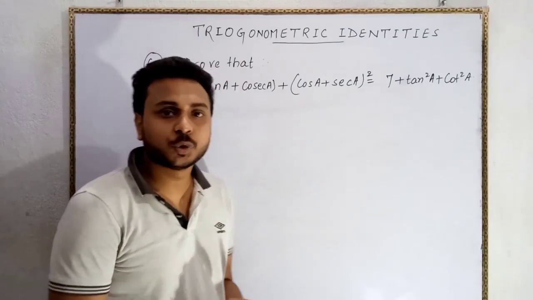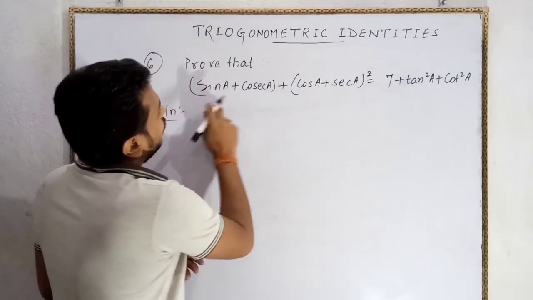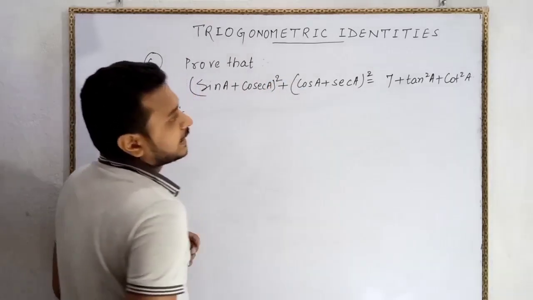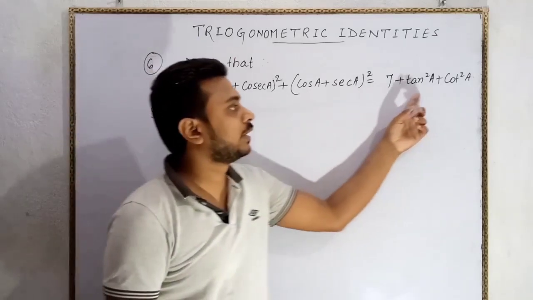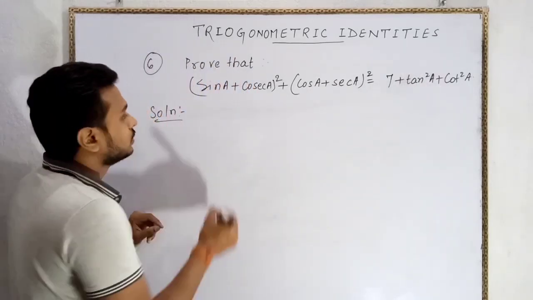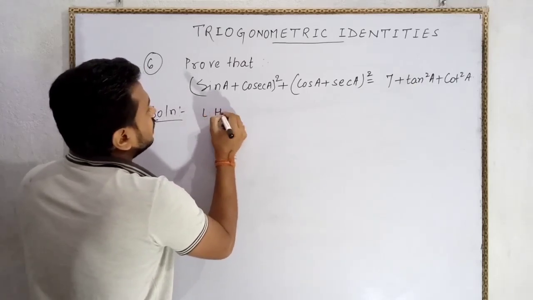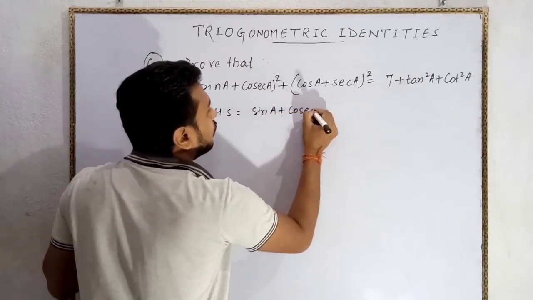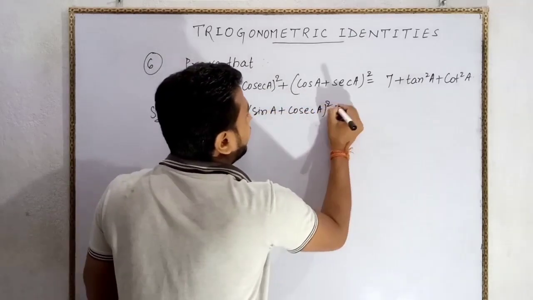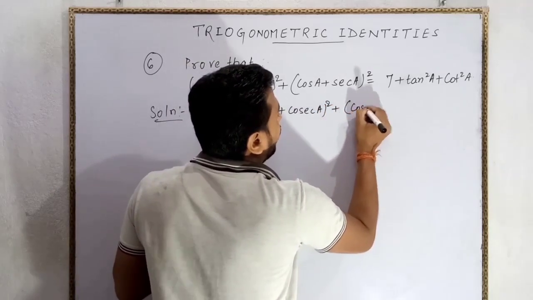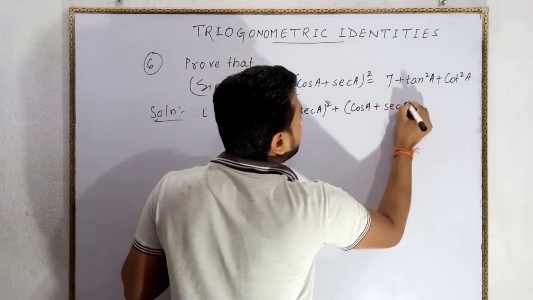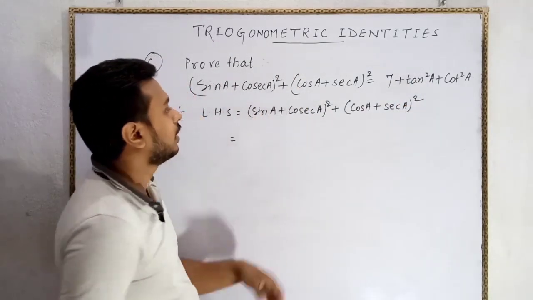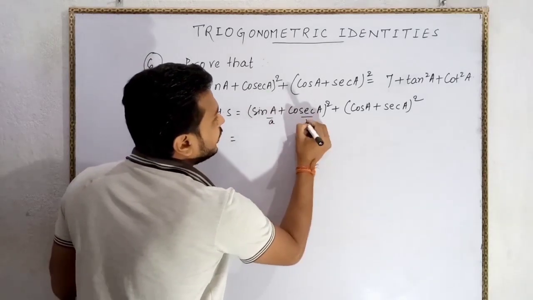The sixth and last question of this video is: prove that (sin A plus cosec A) whole square plus (cos A plus sec A) whole square is equal to 7 plus tan square A plus cot square A. Now the solution. The LHS is equal to (sin A plus cosec A) whole square plus (cos A plus sec A) whole square. We can split it using the formula of (A plus B) whole square.